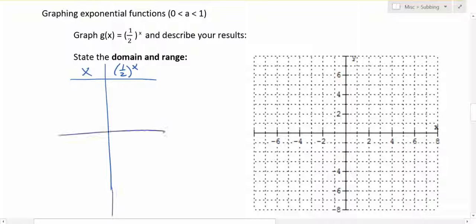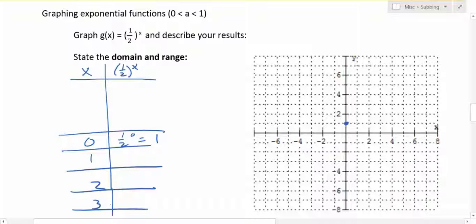So maybe you started with 0, so you had 1/2 to the 0 is what? Oh, it's 1. So we're still starting at 1. So maybe 1, 2, and 3. So then you have 1/2 to the first, 1/2 to the second, 1/2 to the third. So what is that? 1/2, 1/4, 1/8. Is that right? I think that's right.